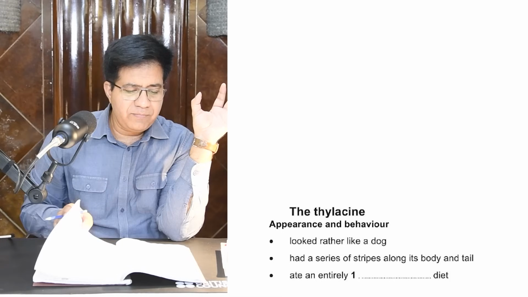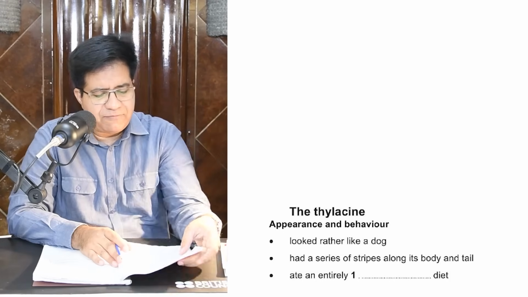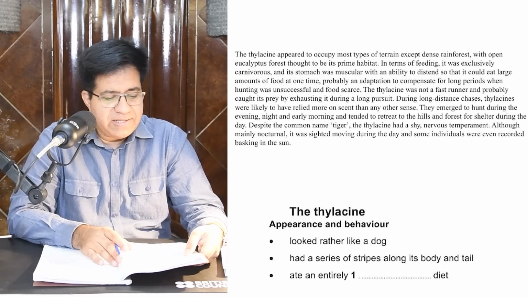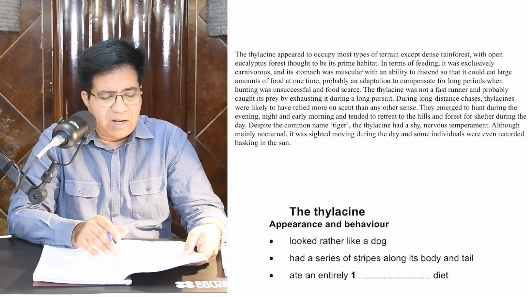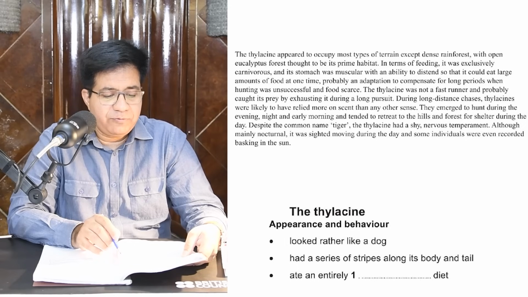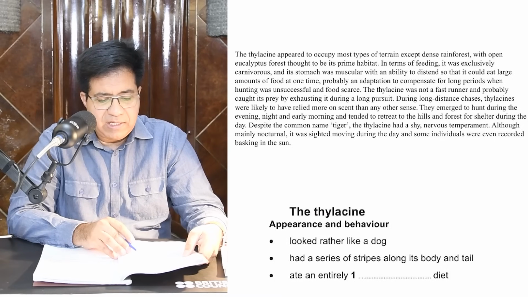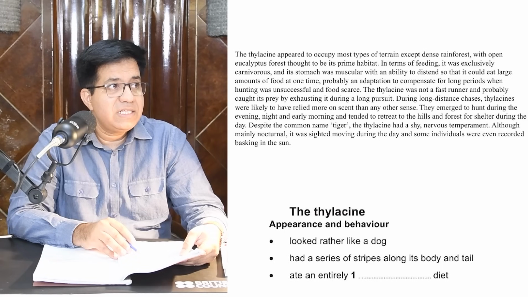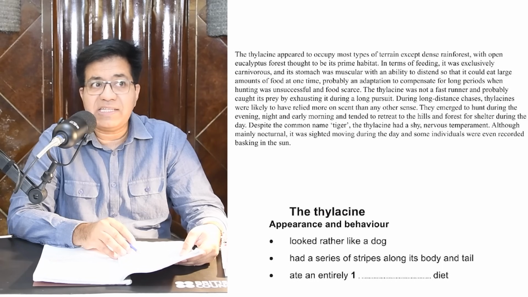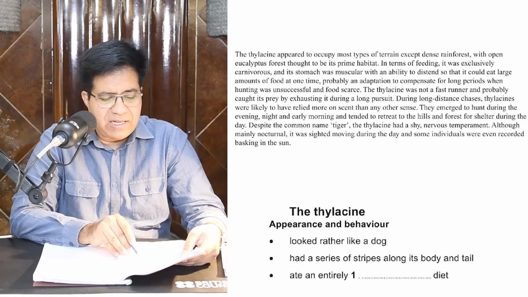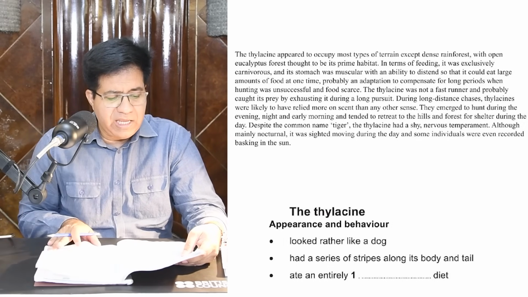So we go back, look for the word dog in first paragraph. Can you see dog? First paragraph, second line, dog is there. Now come to second paragraph and look for the word feeding. Feeding. Second paragraph, second line after full stop. In terms of feeding, it was exclusively carnivorous. Now carnivorous is an animal that eats only meat. Carnivorous, okay? So in terms of feeding, it was exclusively carnivorous.